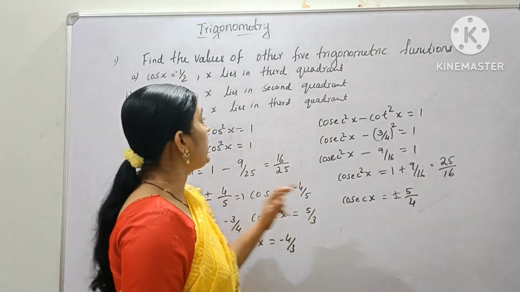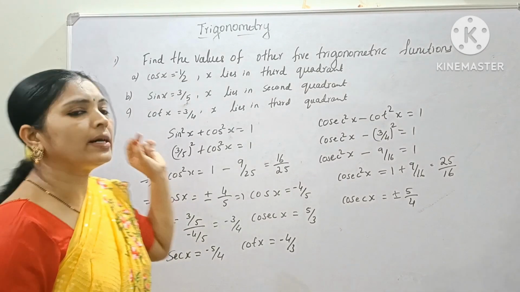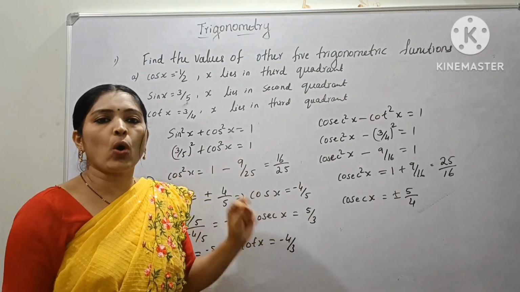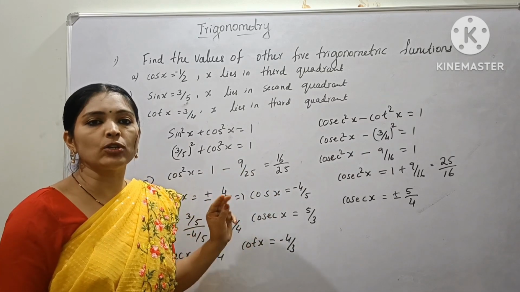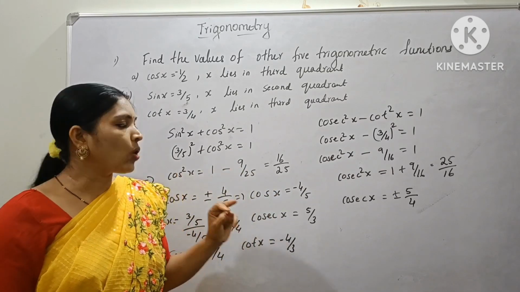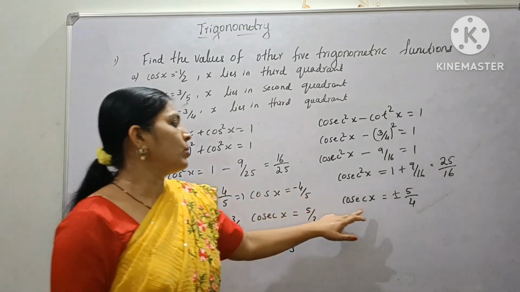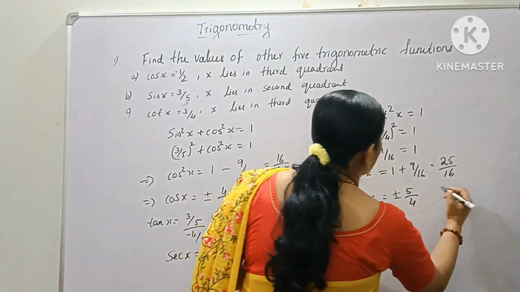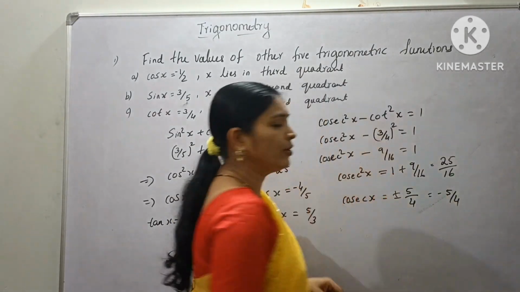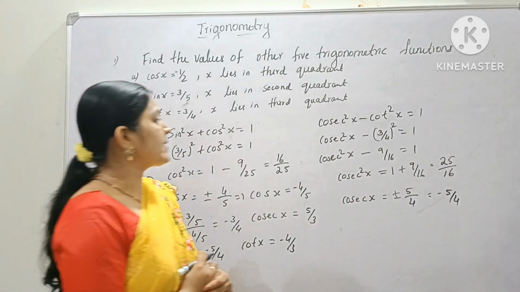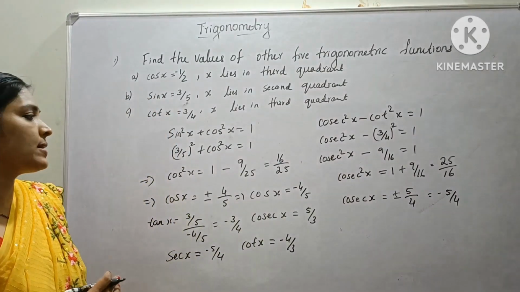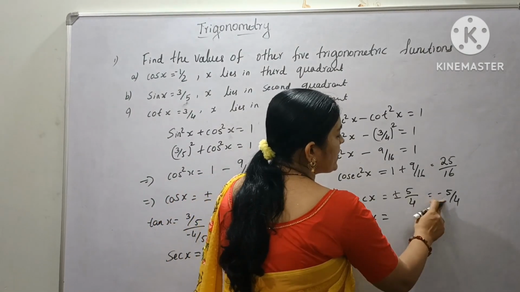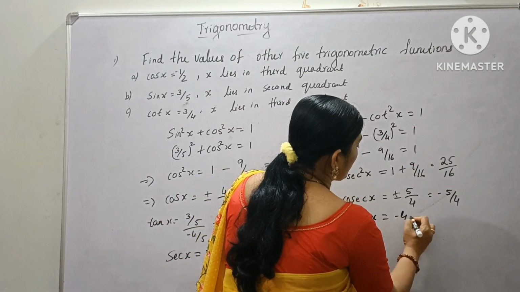Right. Now, here it is mentioned x lies in third quadrant. We know that in third quadrant, tan and cot are positive. Okay. In third quadrant, tan and cot are positive. So, cosec is negative. Okay. So, cosec value is minus 5 by 4. Okay. Next, okay, we have got cosec x. Directly we can write what is sin x. Sin x is reciprocal of cosec x, that is minus 4 by 5.